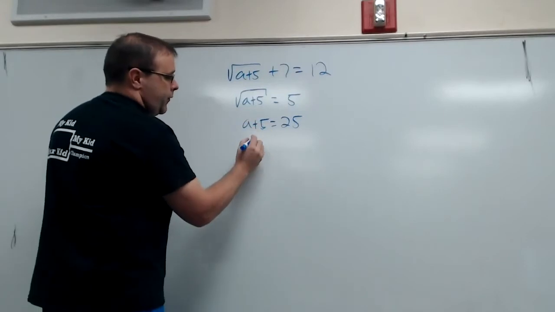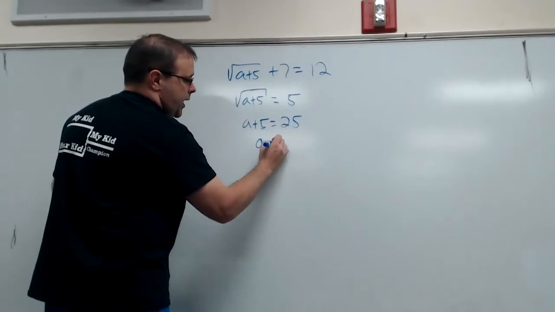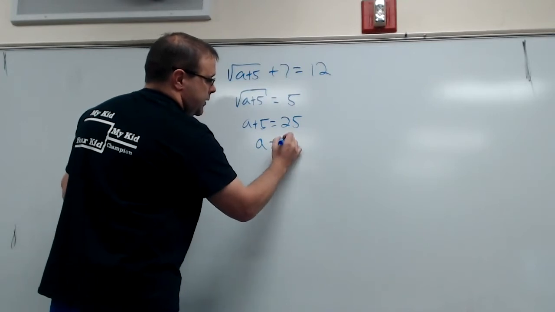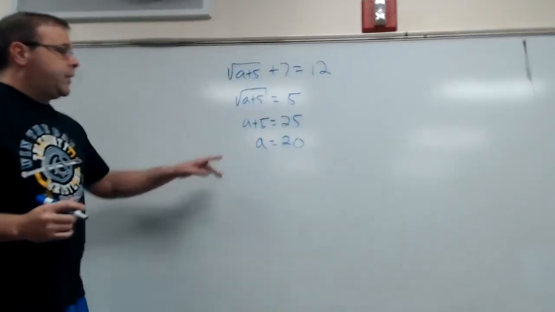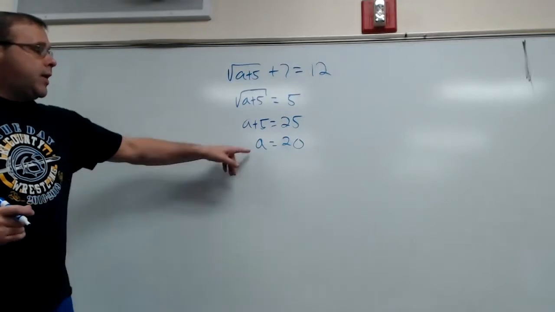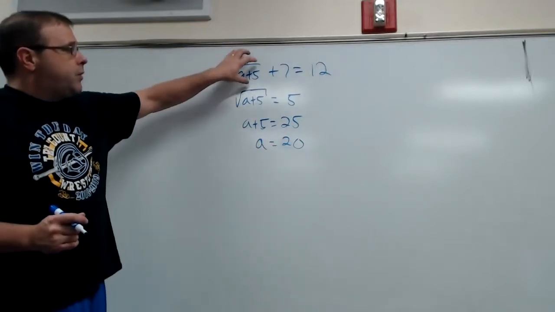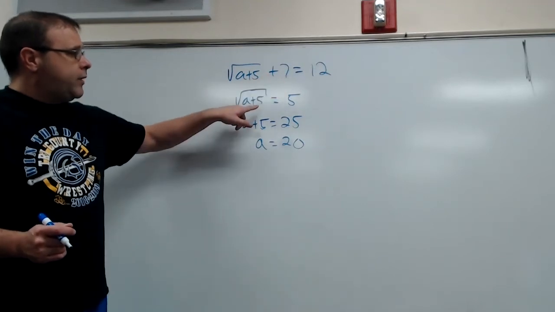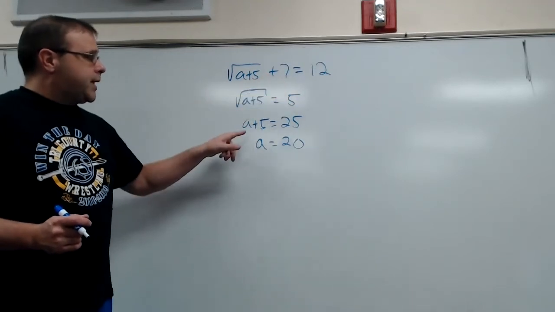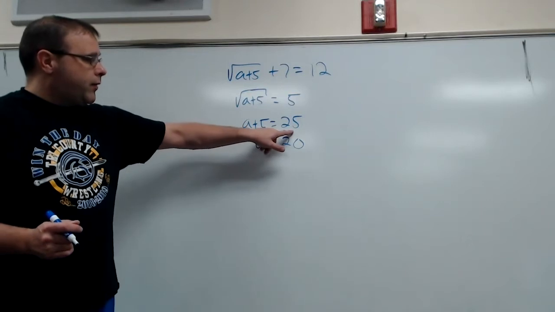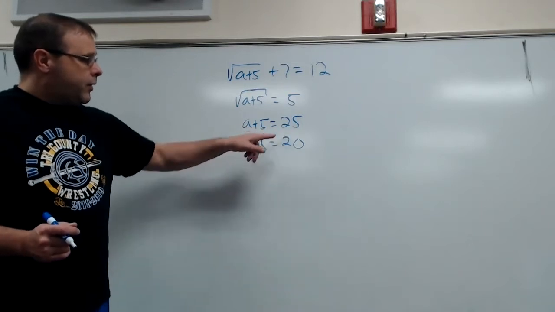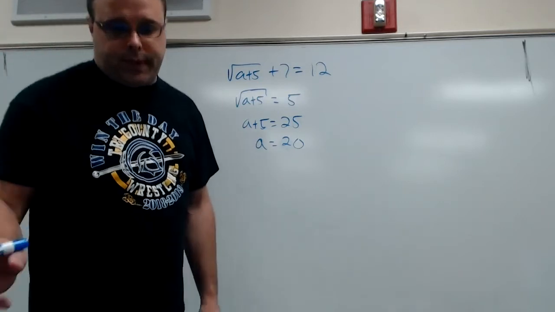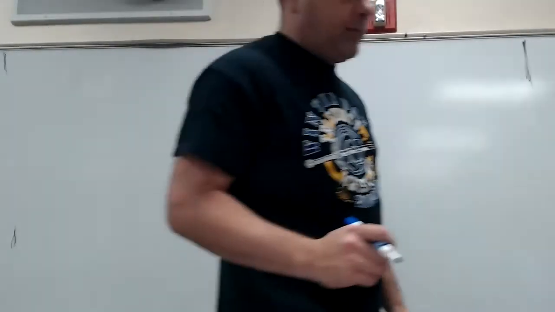And then we subtract over the 5 because we want a by itself now. So we subtract 5 from both sides, and a equals 20. So first we want to get the radical by itself, which we did by subtracting over 7. And then you square both sides, so a plus 5 equals 25. And then we subtract over the 5, so a equals 20. And so that's just solving for them.